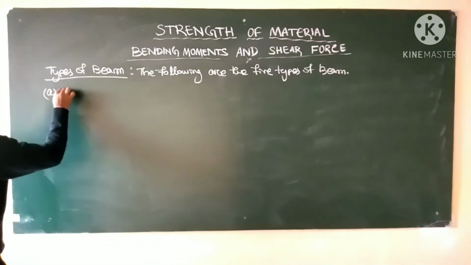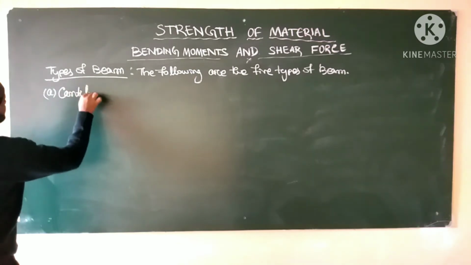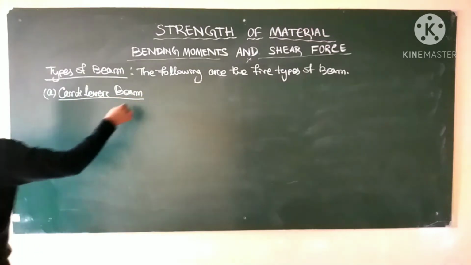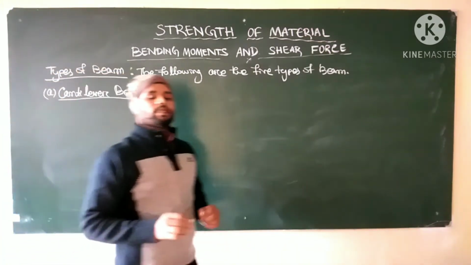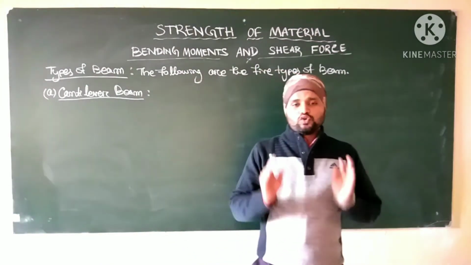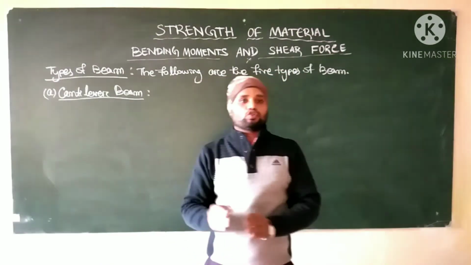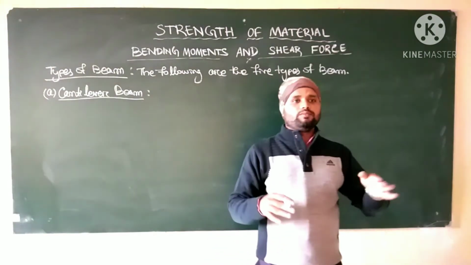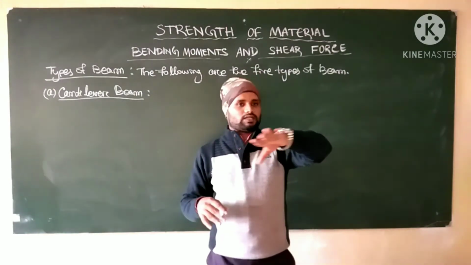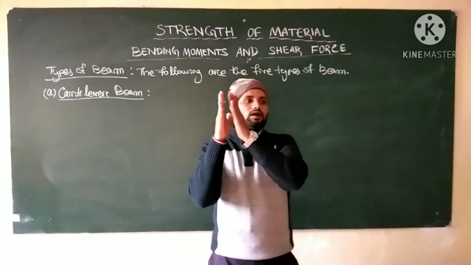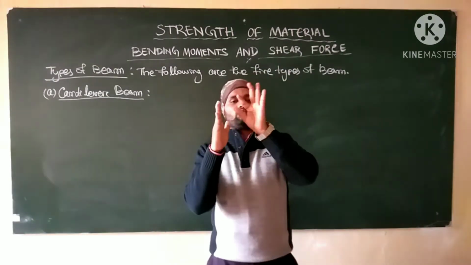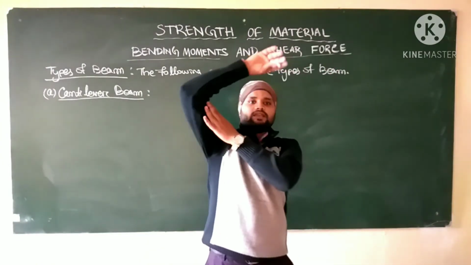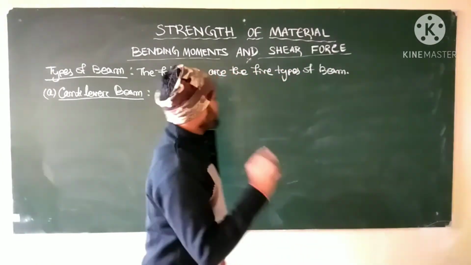A. Cantilever beam. The first one is your cantilever beam. What is a cantilever beam? A cantilever beam is one whose one end is fixed and the other end is free. You have seen at the front of your home there will be your chajja. In the chajja, the beam will overhang from the wall. So one end is fixed, the other end is free. If one end is fixed and the other end is free, you can say cantilever beam.